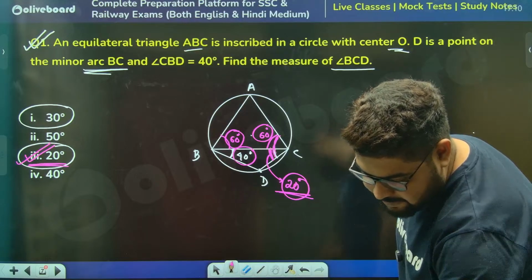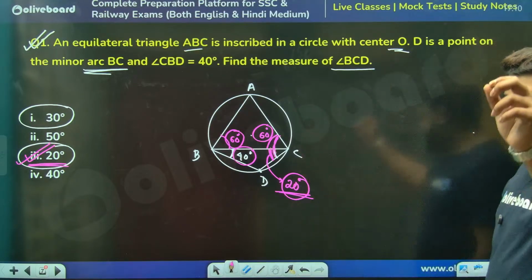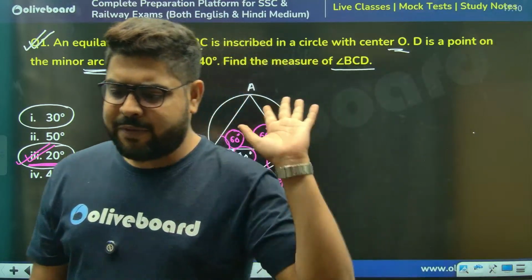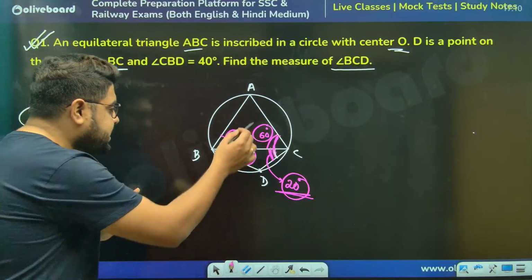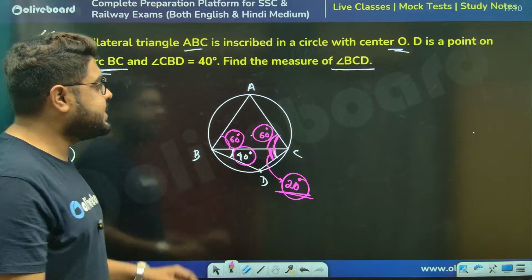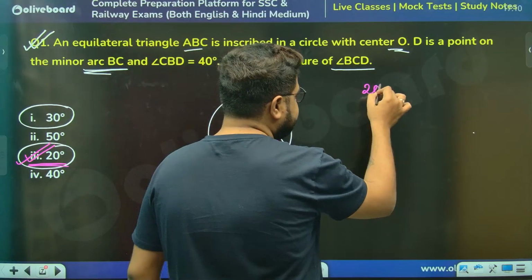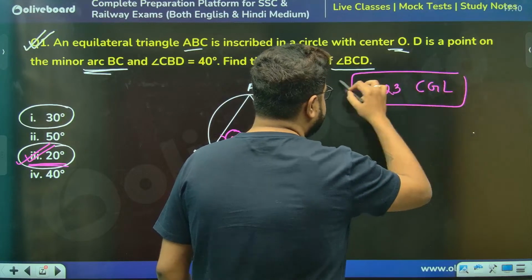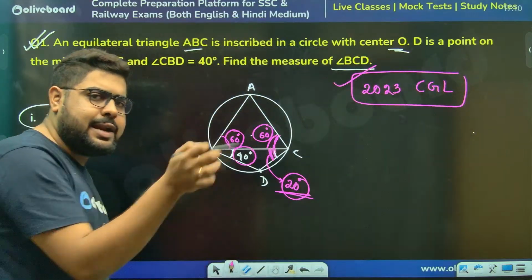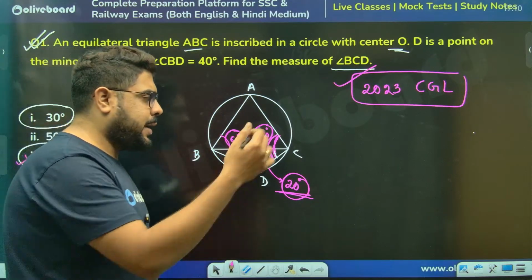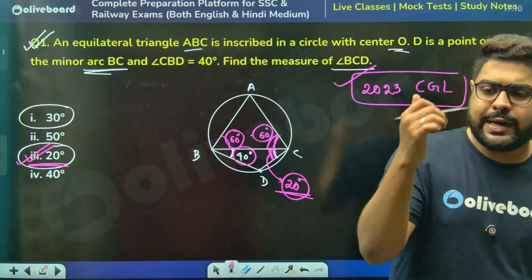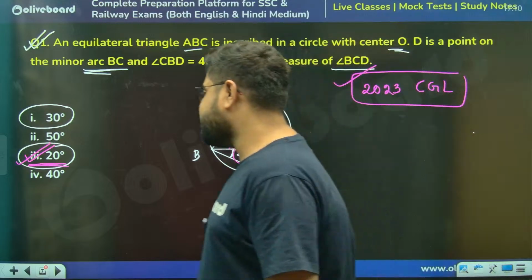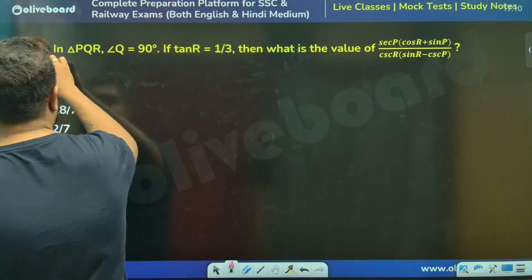Very good everyone. Perfect. Arghamita, there was a minor glitch in the solution. I hope this is absolutely clear. This is most probably 2023 CGL. All the questions today are from CGL PYQs and very recent, between 22 and 24. Let's move on to the next question.